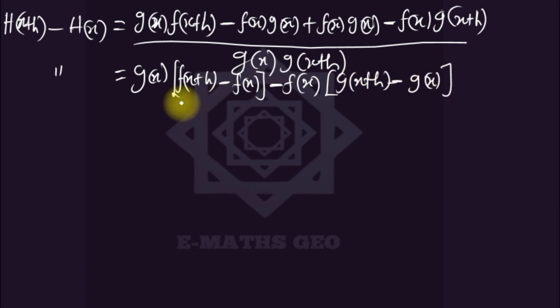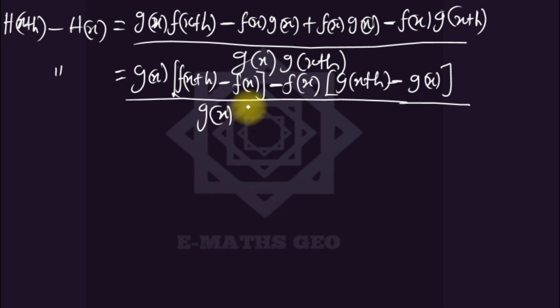So the same thing, we are still correct. I factored g of x and f of x. That's by grouping.